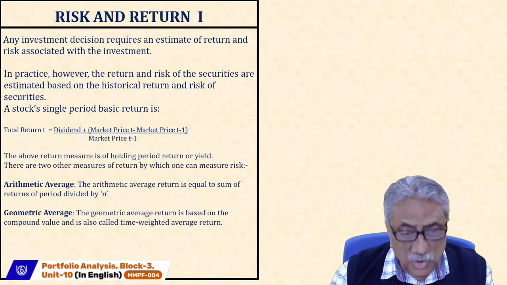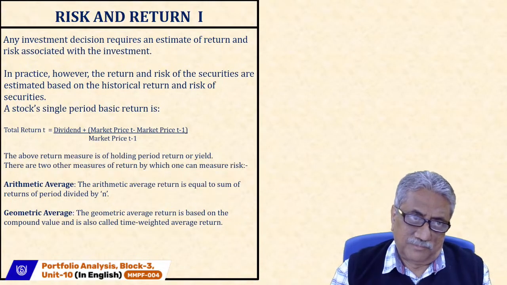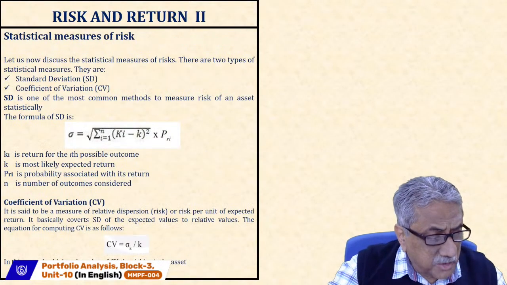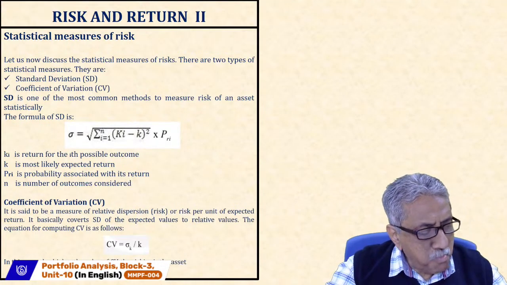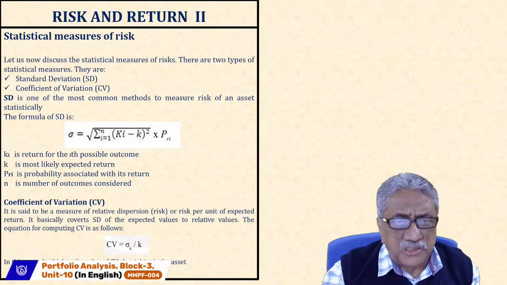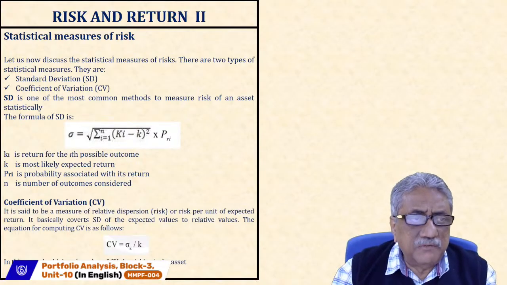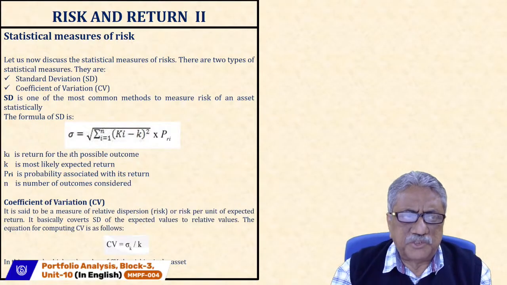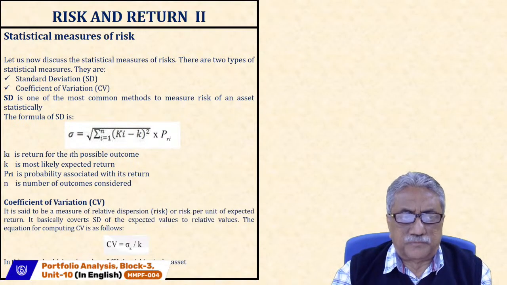The problem comes when you want to find out the risk of that investment. So let's go to the risk part of the game. Now, statistical measures of risk. Let us now discuss the statistical measures of risk. There are two types of statistical measure. They are standard deviation and coefficient of variation. Forget about the formulas. Let me put it simply. Standard deviation is one of the most common methods to measure the risk of an asset.